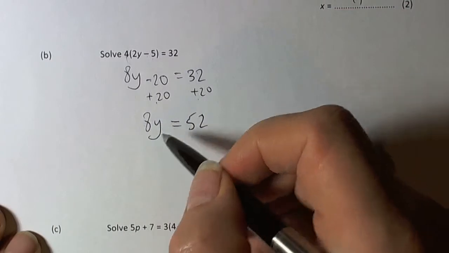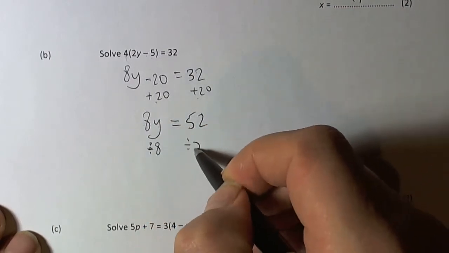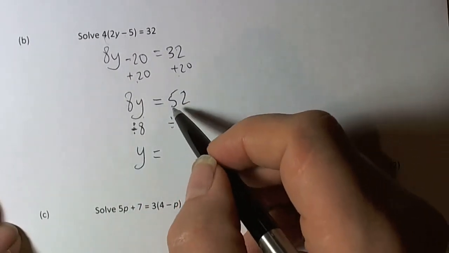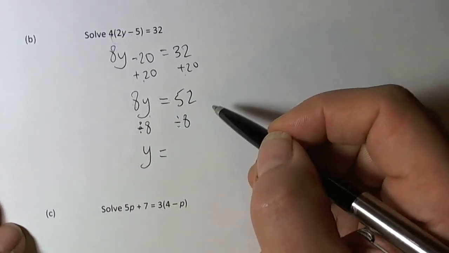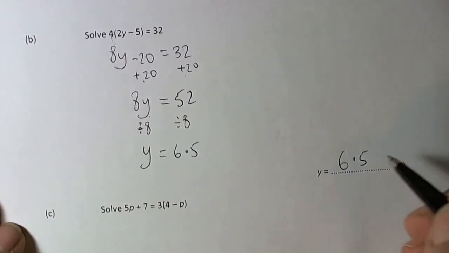We want to know what 1y is. This says 8 times, so divide by 8 both sides to make it a fair thing to do. So we end up with y equals 52 divided by 8. Well, when you divide by 8, it's like halving, 26, halve again, 13, halve again, 6.5. So we think the answer there is 6.5.